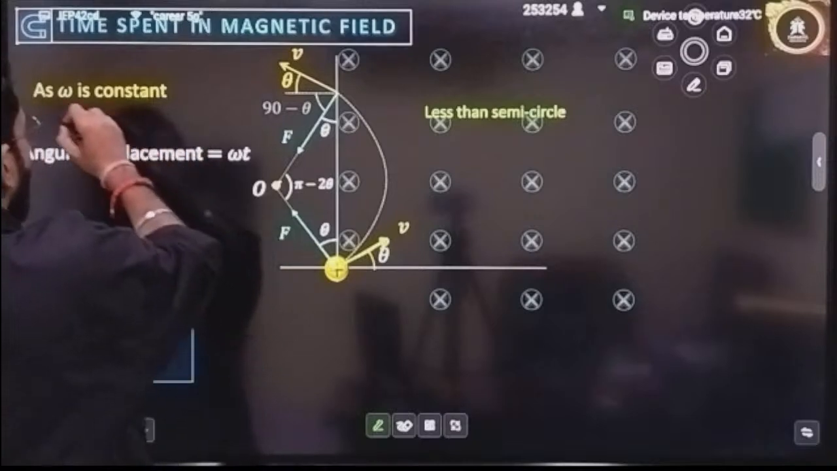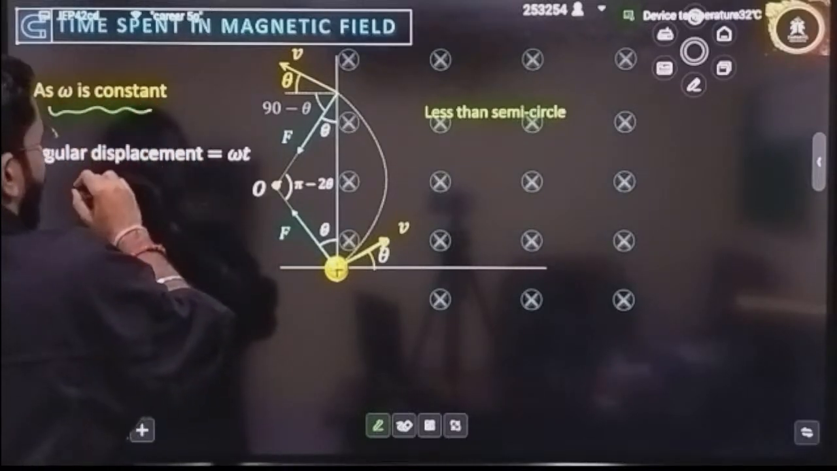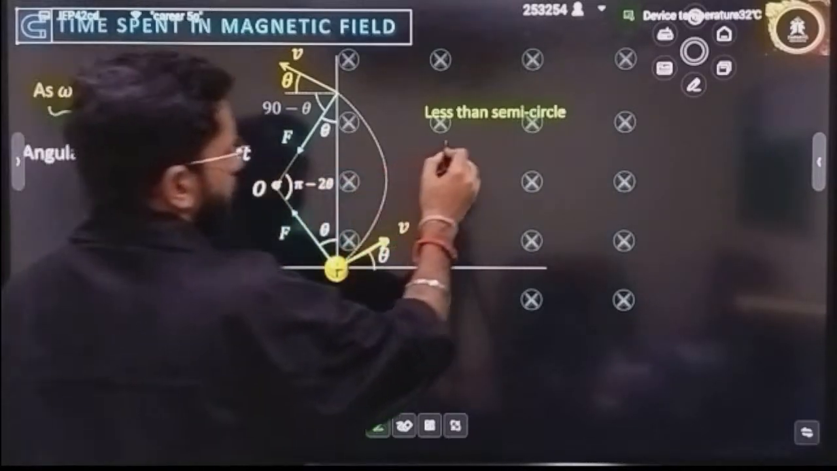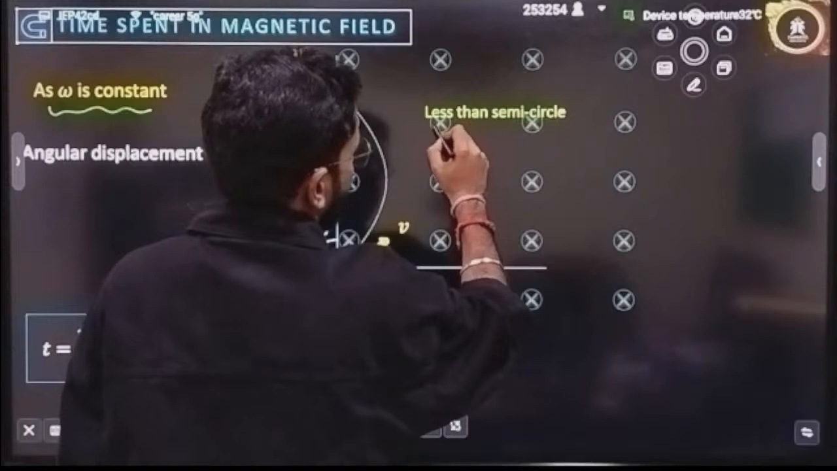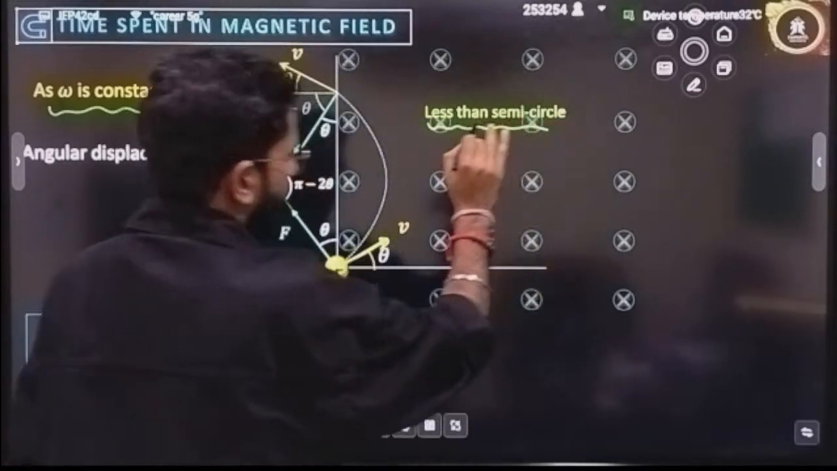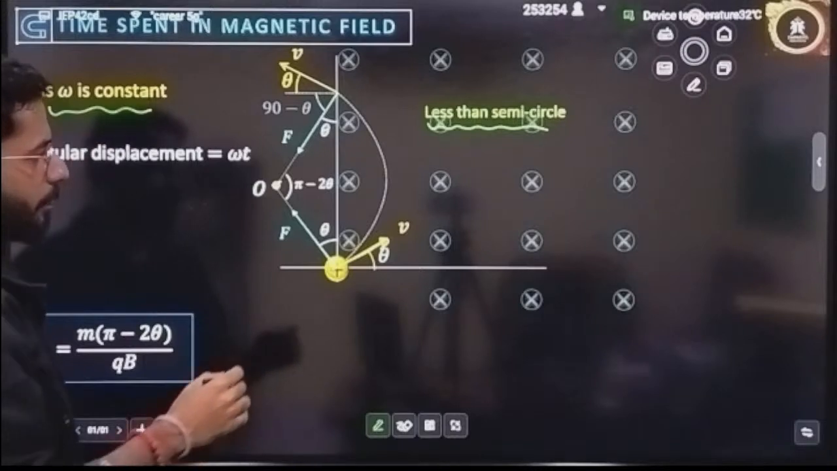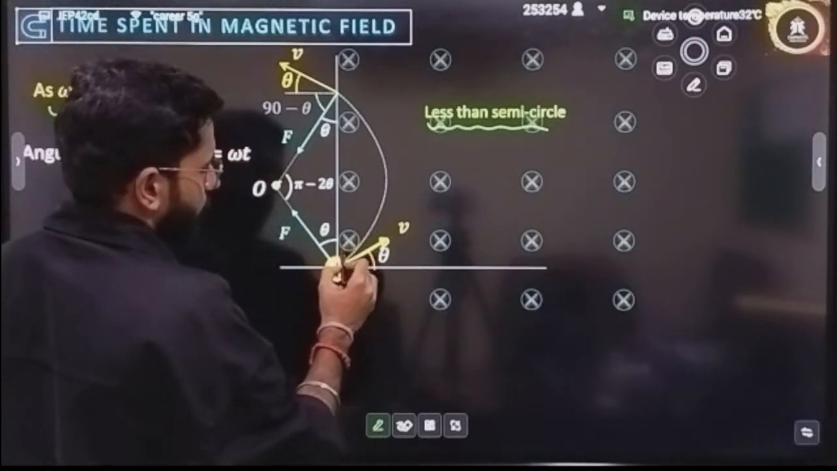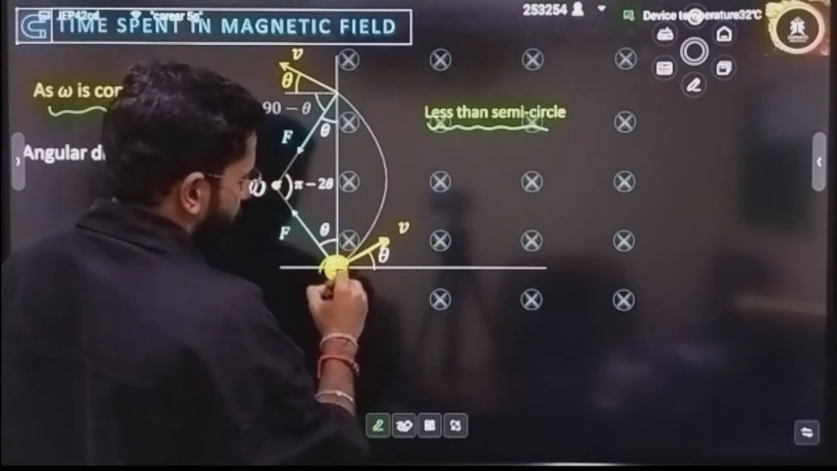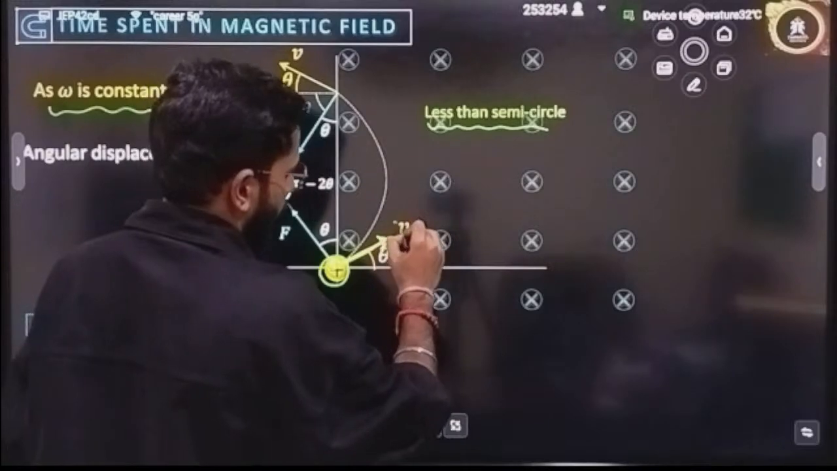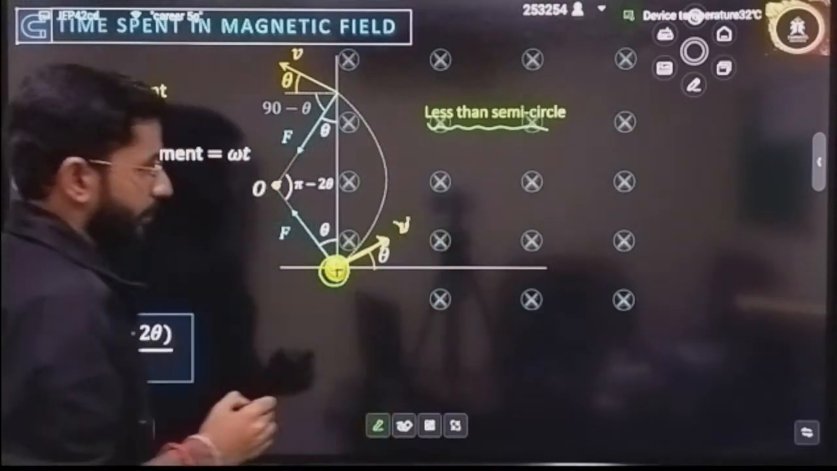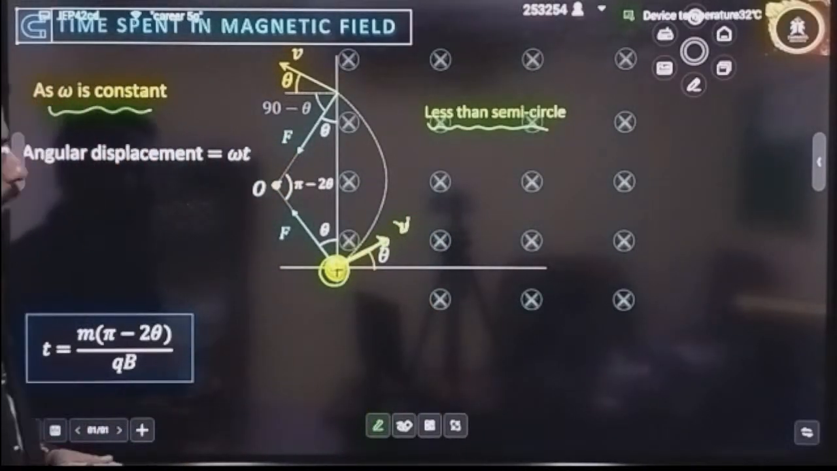Our omega is constant, and it is less than a semicircle. Why am I saying that it will be less than a semicircle? Listen here. I have given a charged particle some velocity v. Correct. Now what will happen?